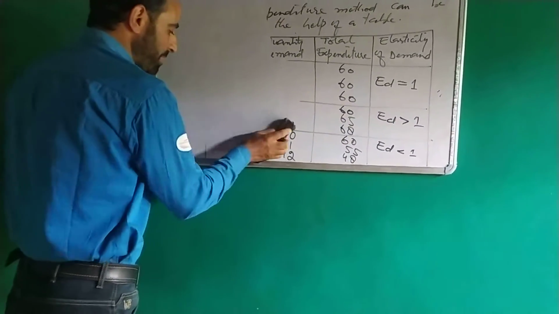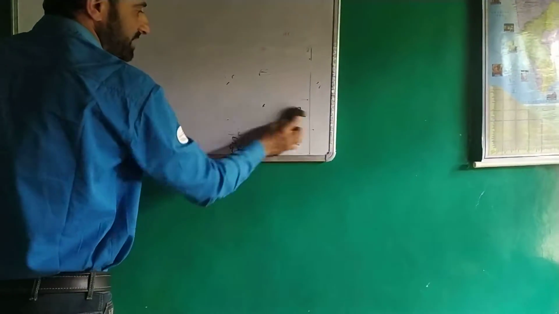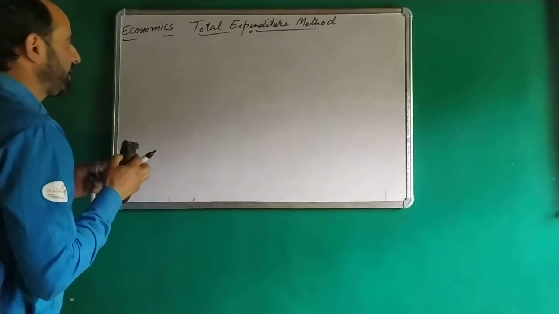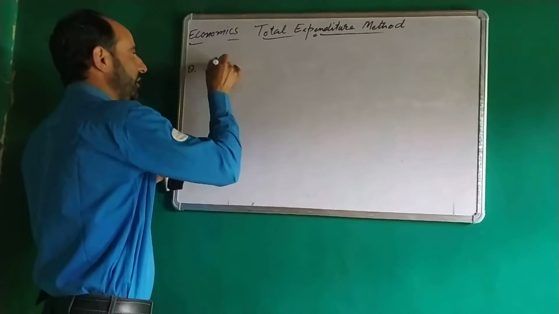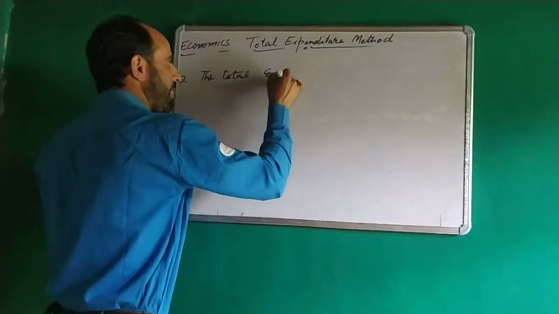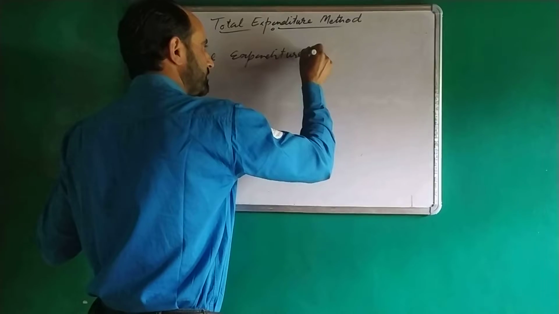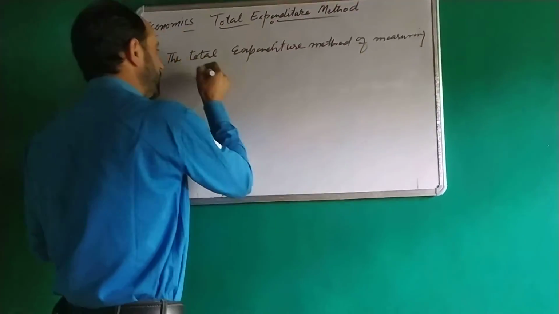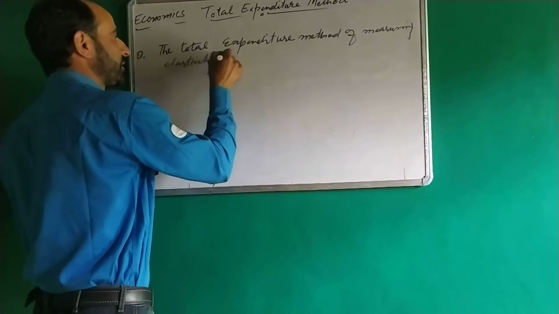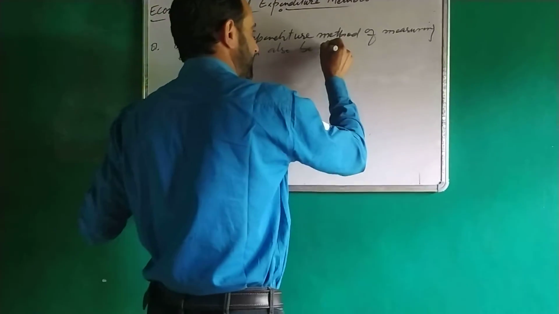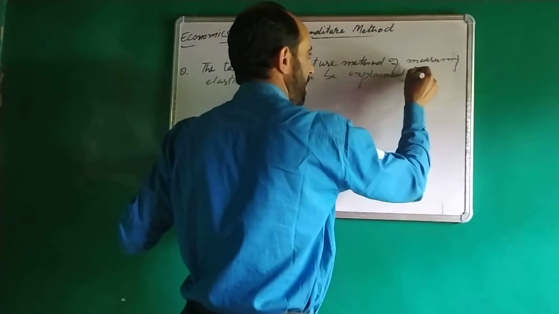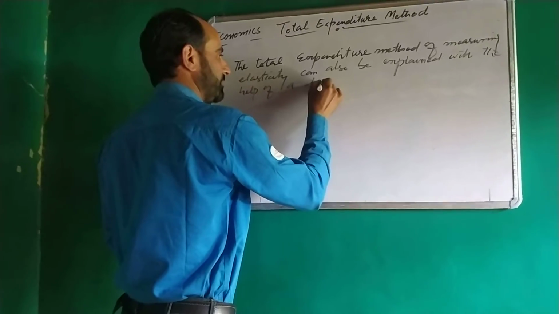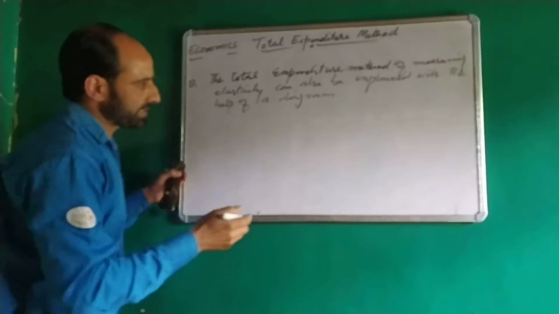We can also explain this total expenditure method of measuring elasticity of demand with the help of a diagram. Now let's construct a diagram here.